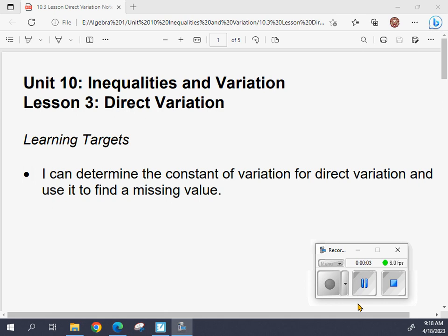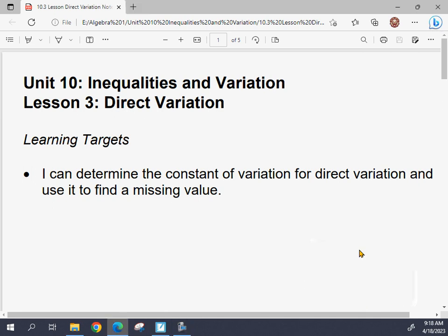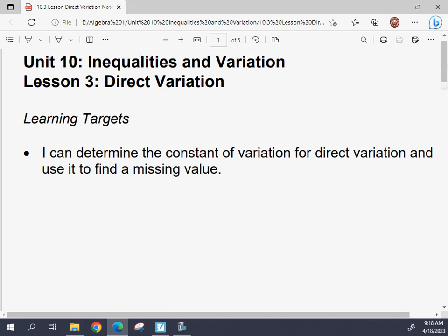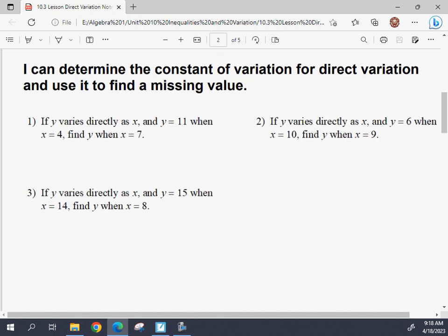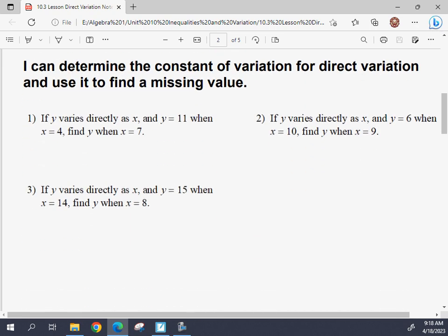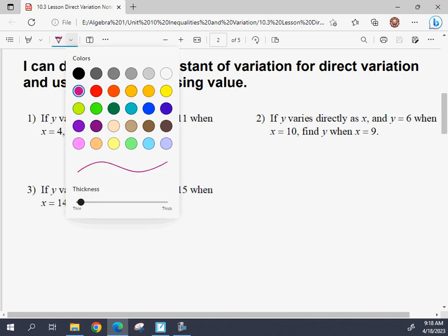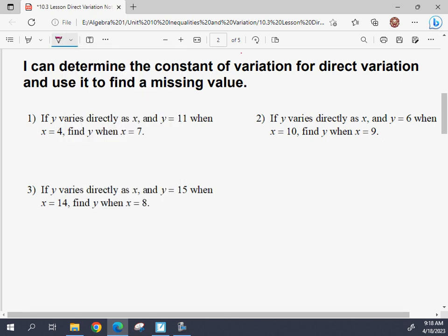Hey all, today we are going to talk about direct variation. We will have direct and indirect variation, but today we will talk about direct variation. And so we have this equation of direct variation that looks like this.